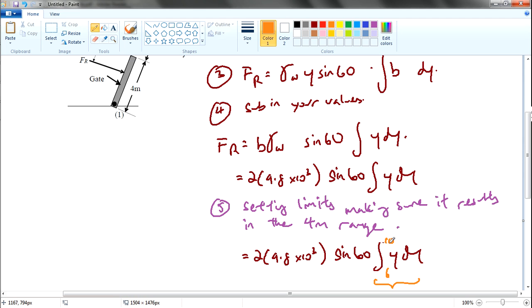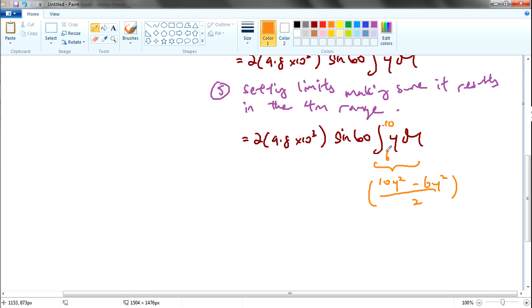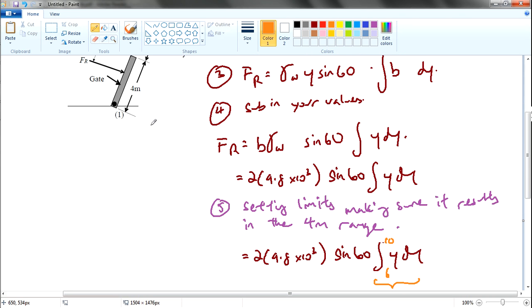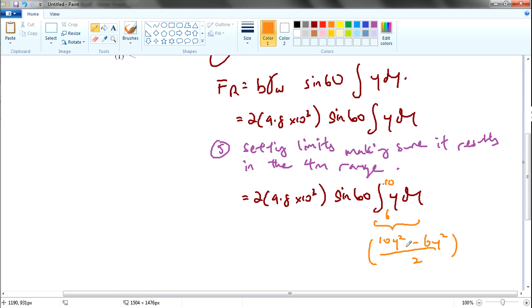So this is how we set up. The bottom is always from something, and the top is to something. This is why 10 minus 6 is equal to 4. And then you may wonder why this is, when we integrate.